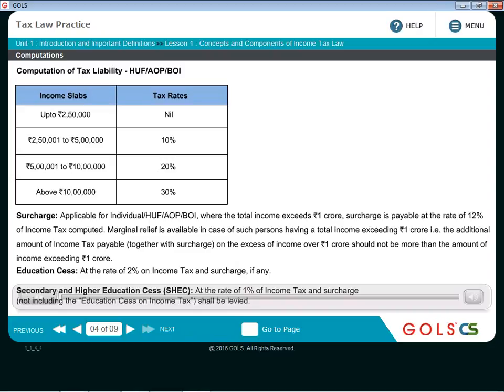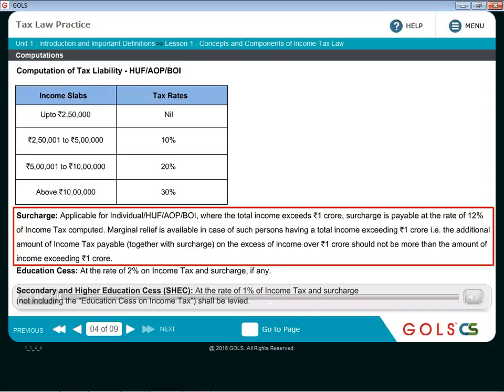After understanding the tax computation for individuals, let us understand how to compute the tax liability for HUF, AOP and BOI. For HUF, that is Hindu Undivided Family, or for association of persons, or for body of individuals, the tax calculation remains the same. That is up to 2,50,000 tax rate is nil, 2,50,000 to 5 lakh it is 10%, 5 lakh to 10 lakh it is 20%, and above 10 lakh it is 30%. Now as far as surcharge is concerned, surcharge is applicable at the rate of 12%, same as that of an individual, if the total income exceeds rupees 1 crore.